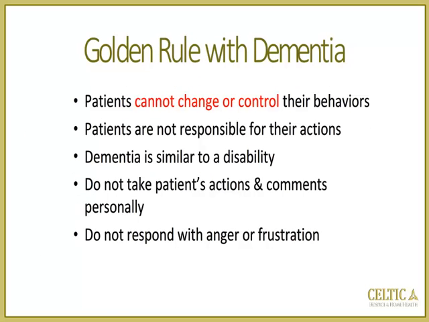The golden rule with dementia patients is that they cannot change or control their behaviors. Dementia patients are not responsible for their actions. Dementia is very similar to having a disability. Do not take dementia patients' actions and comments personally.